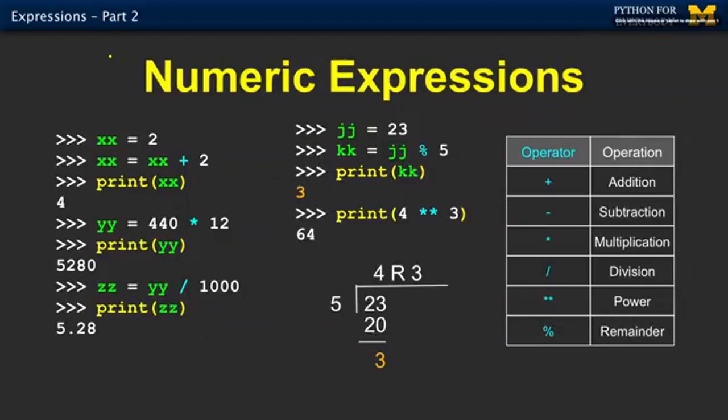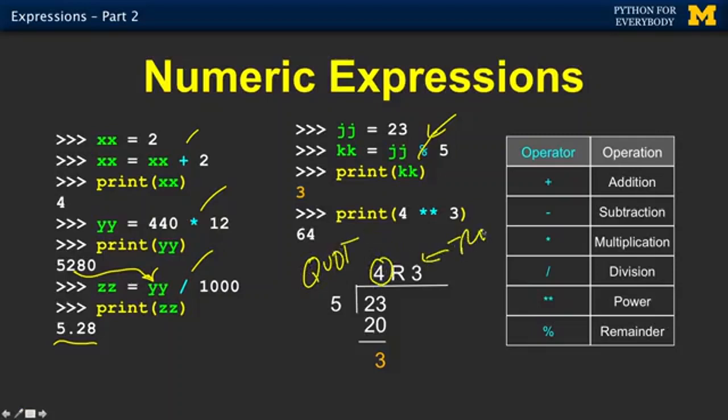So the addition operator, pretty straightforward. I've kind of been using that without even talking about it. The multiplication and the division. So this is 5,280 divided by 1,000, which gives me 5.28. But the one that's probably the most interesting is this modulo or remainder operation. And so the way the remainder operation works, in particular if this is an integer, is it does the division. So it's almost like a division, j divided by 5, but instead of giving the quotient, it gives the remainder. So 23 divided by 5 is 4 remainder 3. The 3 is what you get back.